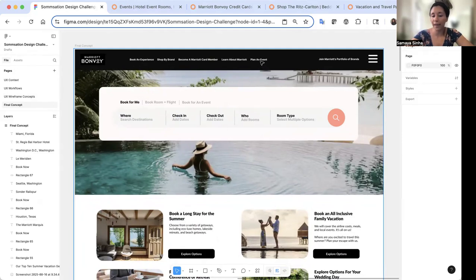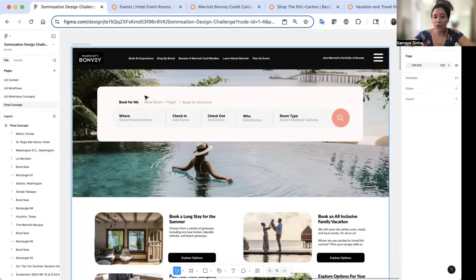Learn about Marriott, plan an event. And then I wanted to showcase join Marriott's portfolio of brands. And that's showcasing, more for the hotel owners and developers, how to join the Marriott brand. And then this hamburger menu would showcase account login and things like that.